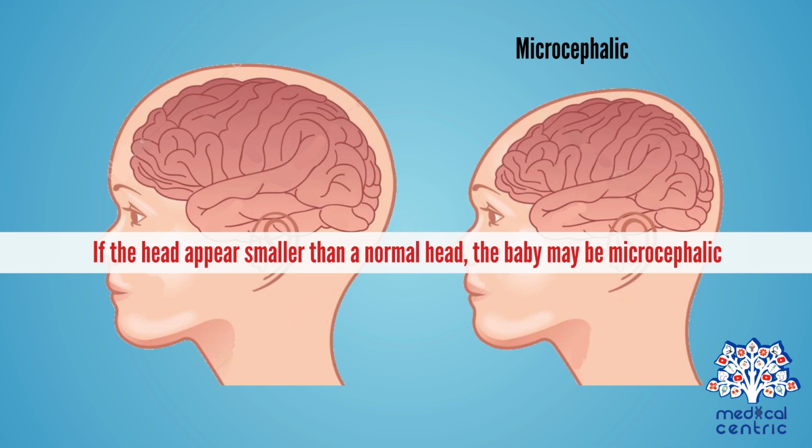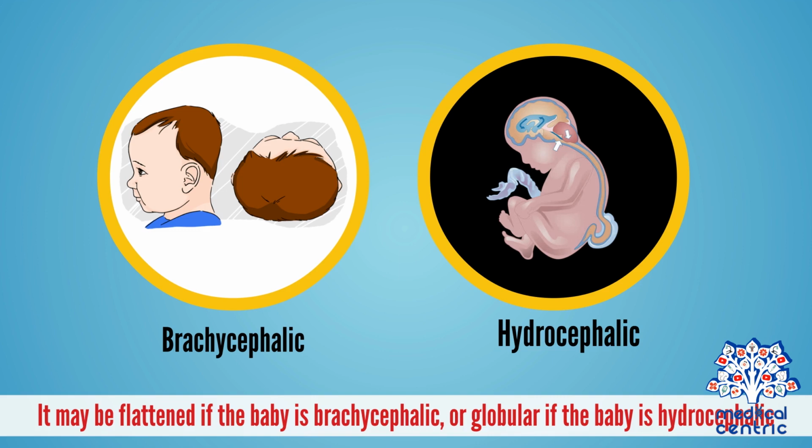The head. The shape and circumference of the head should be noted. If the head appears smaller than a normal head, the baby may be microcephalic. It may be flattened if the baby is brachycephalic, or globular if the baby is hydrocephalic.